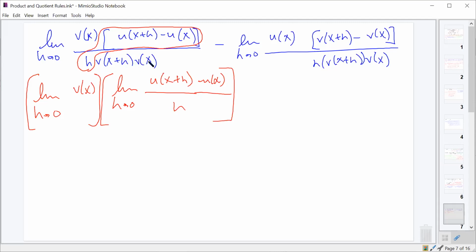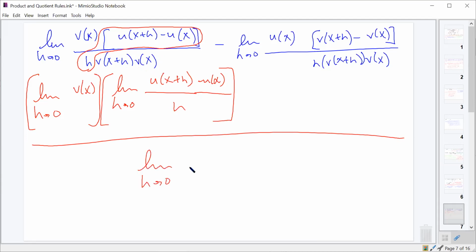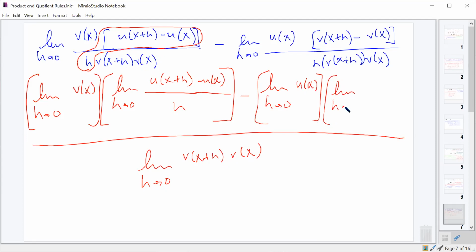And let's see, this v of x plus h v of x is both in this term and in this term, right? Could I just put this all over a limit as h approaches 0 of v of x plus h times v of x? Everybody good with that? Yeah. All right, and now we're done.